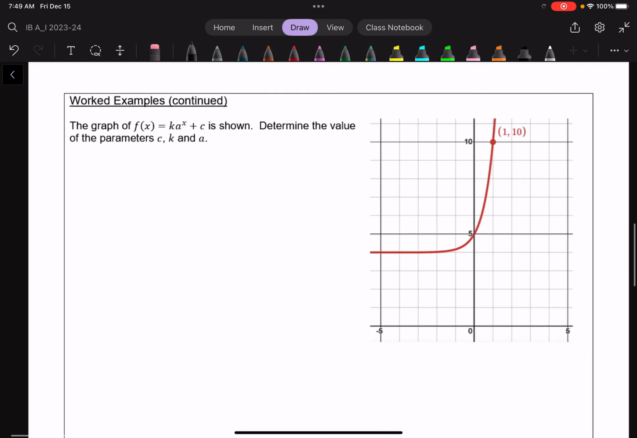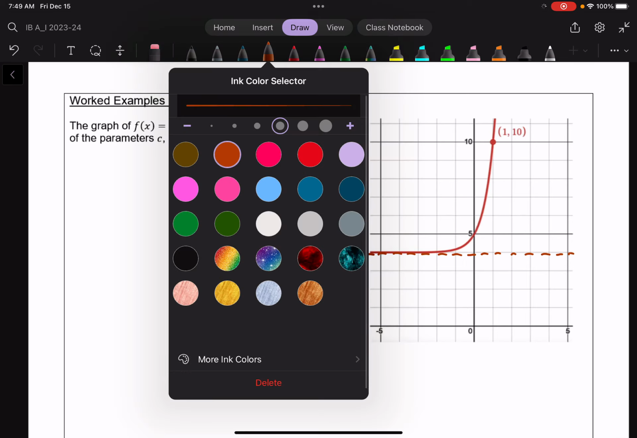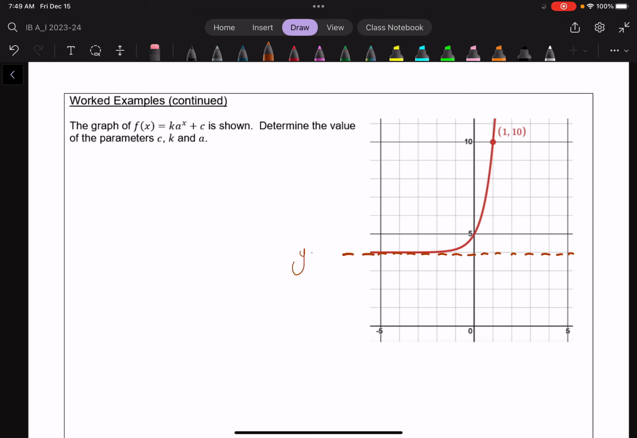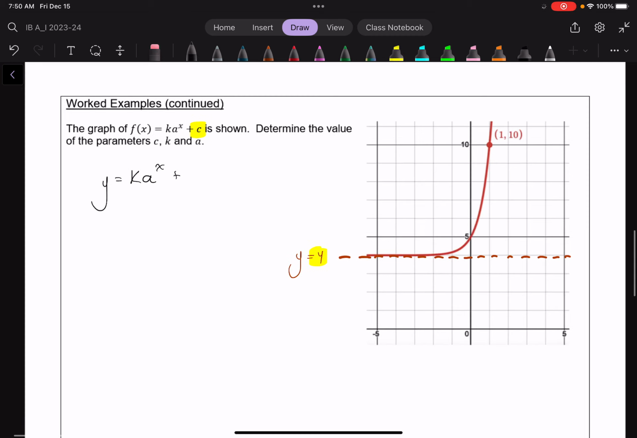All right, here I have an exponential function. I want to figure out what the equation of this exponential function is. Well, first of all, what I can see is that my asymptote is right here, and so my asymptote is at y equals 4. So far, what I know about my equation is that this is the basic form of it: k, some coefficient, times my base, to the power of x, plus c. Well, I know that plus c must be a 4. It's been moved up 4, so I'm going to change that to a 4.